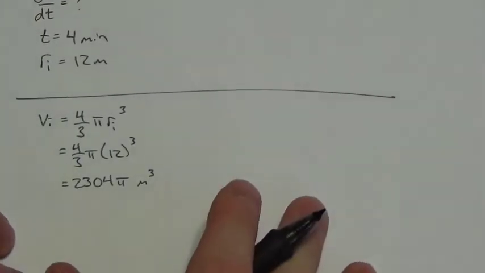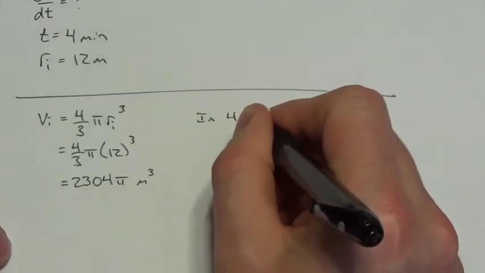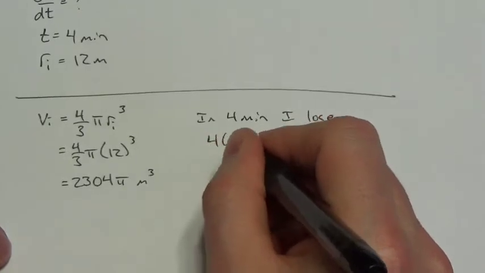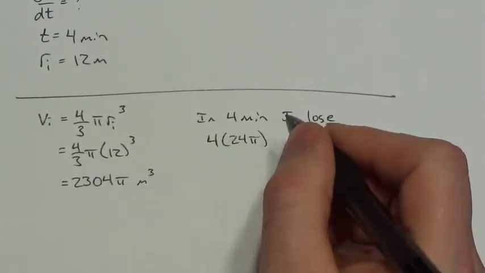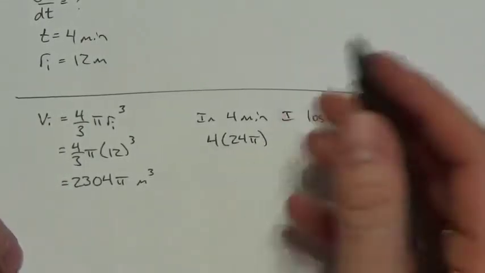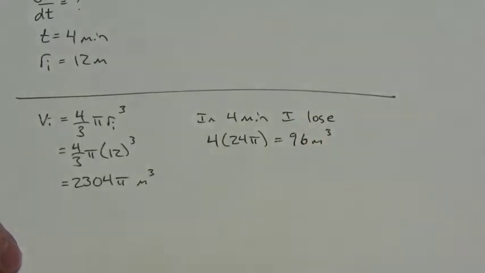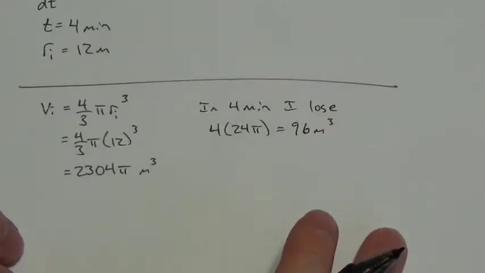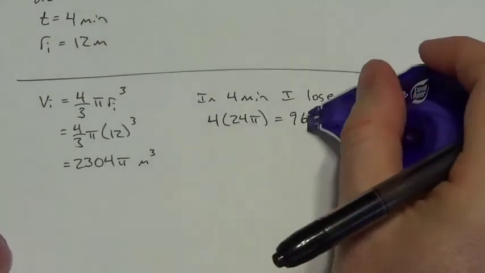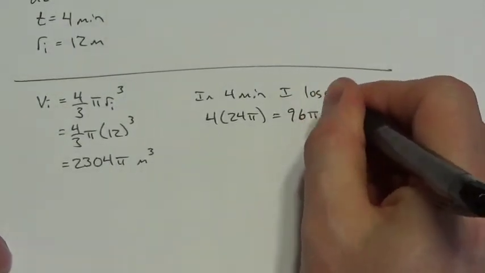Now, in 4 minutes, I lose 4 times 24π meters cubed per minute, which means I've lost 96 meters cubed. Oh, sorry, 96π. My mistake. I forgot about the π in there. Can't forget about the π. Okay, that's 96π meters cubed.